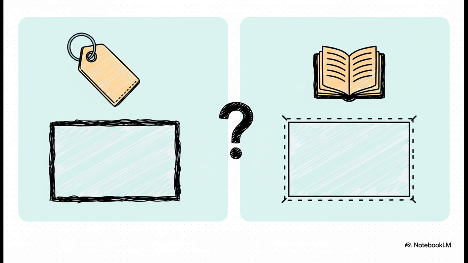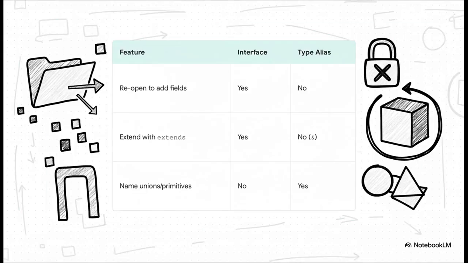And as you can see for a simple object shape like this, they look almost identical. So you're probably asking yourself, okay, what's the deal? What's the difference? And here's where we see the real difference. The biggest one to remember is that an interface is open, meaning you can add new properties to it later on. A type alias, on the other hand, is closed. Once you create it, it can't be changed.